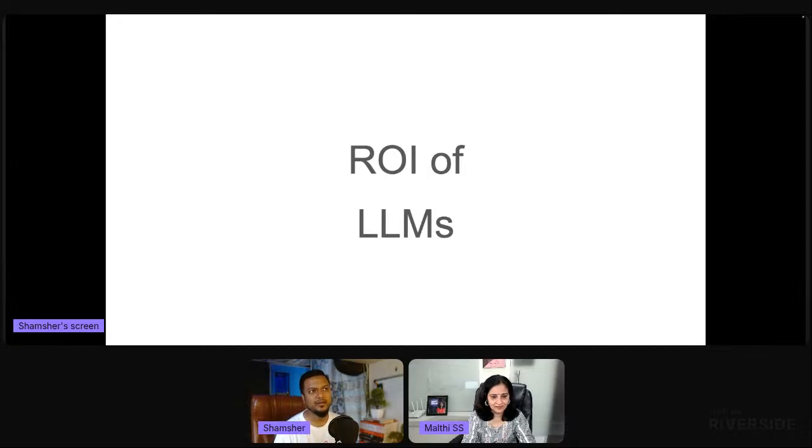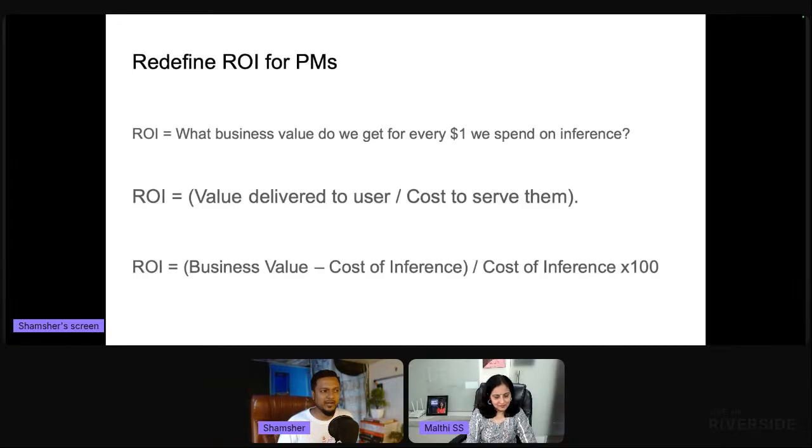It does not mean that it's always money. It can be anything from saving users time, giving them a better experience, or helping them find whatever they are looking for very quickly, so that they don't have to spend a lot of time searching for this information on the web, right? So we will talk about the last topic, which is the ROI of LLMs.